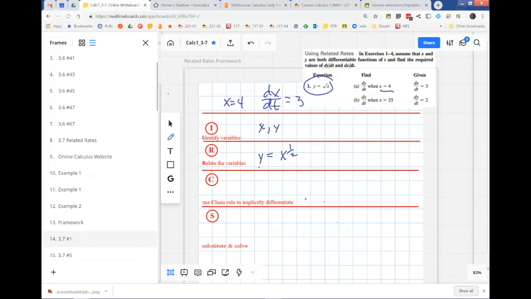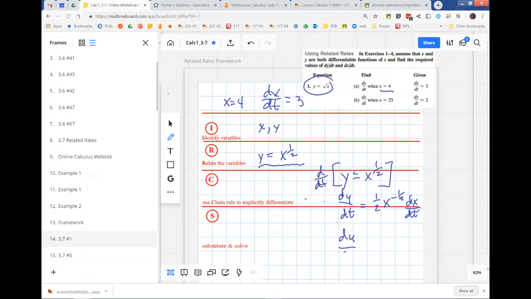Now, take your equation, which we have right here, and differentiate with respect to t. So we're doing the derivative with respect to time of y equals x to the 1/2 power. And what is it? Well, it's dy dt equals, and this is, of course, 1/2 x to the negative 1/2. But again, because we're doing it with respect to time, we have to use the chain rule on x too. I know we could simplify this, but we don't have to worry about simplifying today because the last step is substitute. So let's put the given information in.